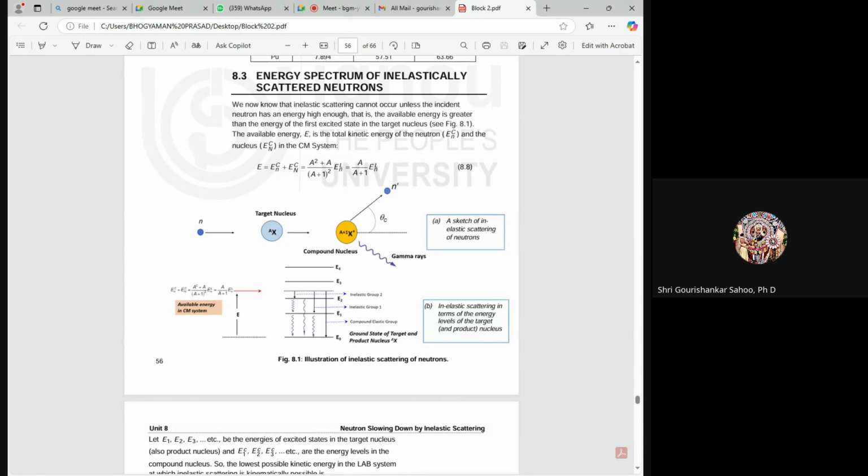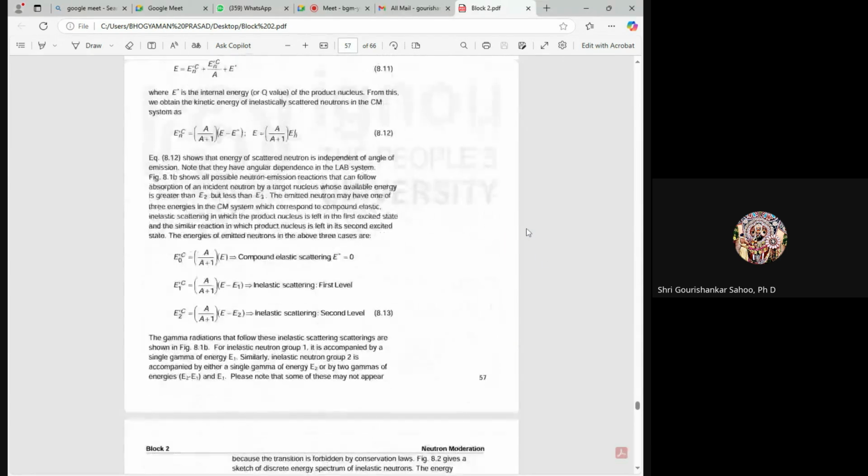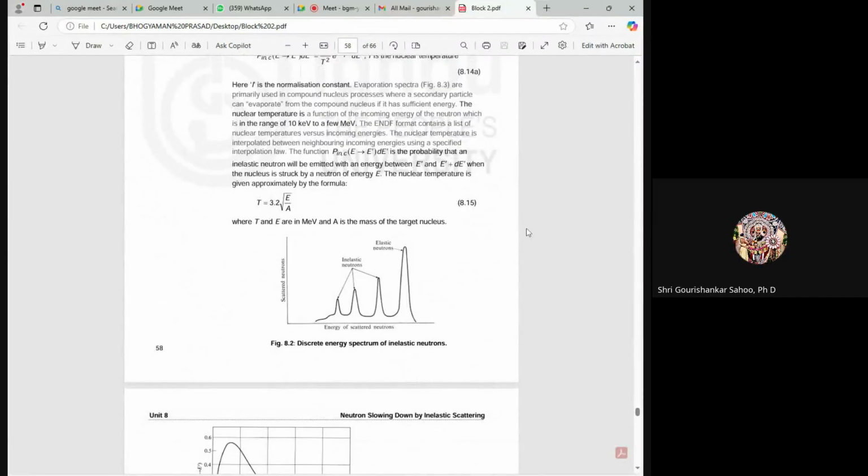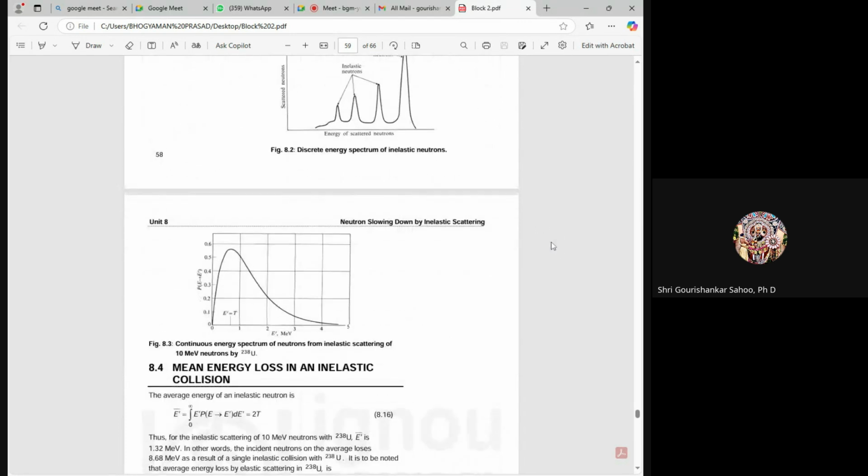You can see there is a transition from E1, E2, and E0 from the continuum. Okay, so you can see the discrete energy spectrum of inelastic neutrons. On the y-axis, you have scattered neutrons. On the x-axis, you have the energy of scattered neutrons. You have peaks. Those signify inelastic neutrons and elastic neutrons. And the continuous energy spectrum for neutrons from inelastic scattering of 10 MeV neutrons by uranium-238.